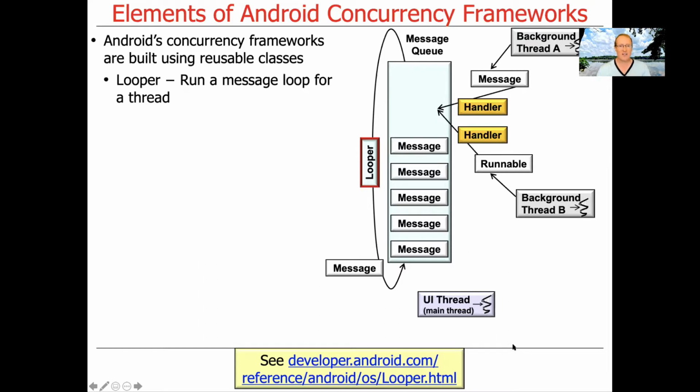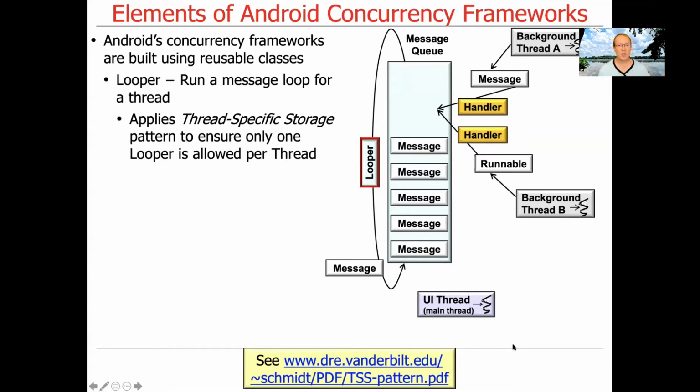You can take a look here and learn more about the Looper class. We're going to see shortly, I think this is actually the first thing we're going to talk about, the Looper class uses the thread-specific storage pattern to ensure that there's only one looper per thread. So we only want one instance of a looper for the thread that's being used to process requests that come into that particular looper. So that's a way to ensure that that takes place. Again, this is a POSA 2 pattern. You can see the pattern description at the link below, or you can take a look at the POSA 2 book, which has a more refined description of the pattern.